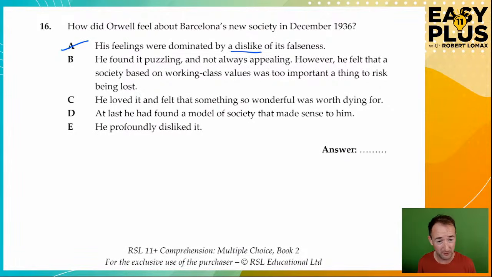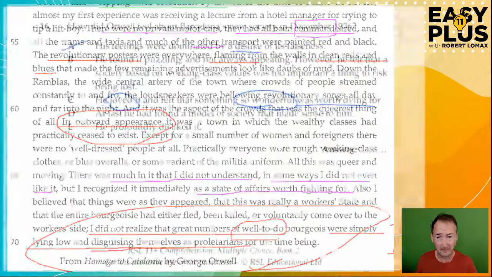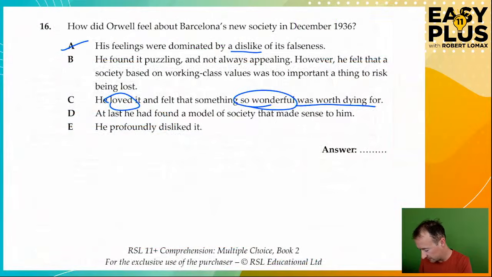One of the features of difficult comprehension is that often a wrong answer will contain something right. He did think it was worth dying for, but he did not love it. He did not think it was so wonderful, because he says that in some ways I did not even like it. It's not compatible with this option. His feelings are mixed. It's not overwhelming love and wonder.